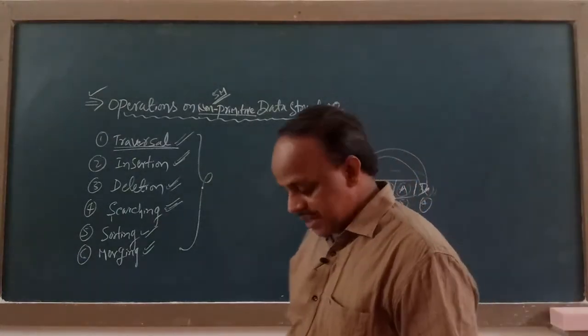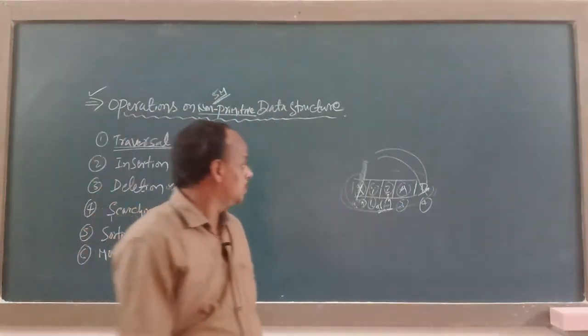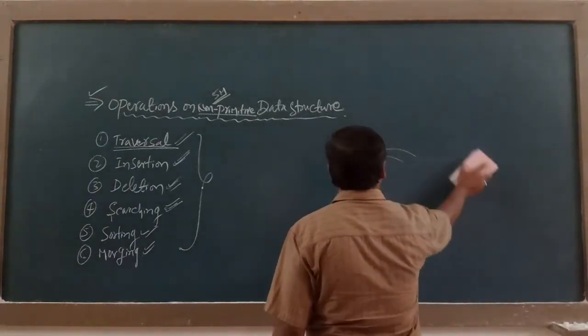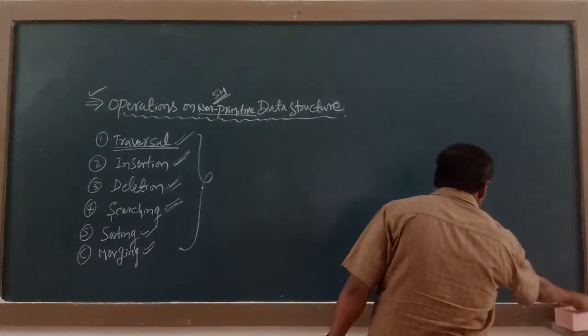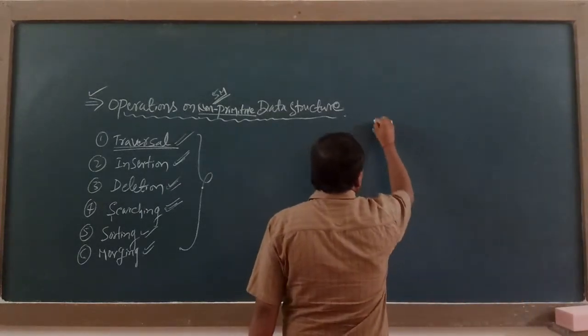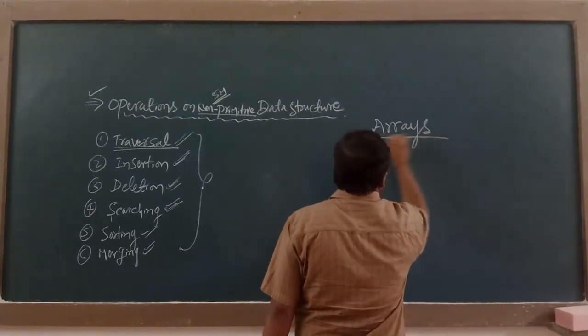So operations on primitive data structure are over. Operations on non-primitive data structures are also over. And the next topic is very, very important, that is arrays.